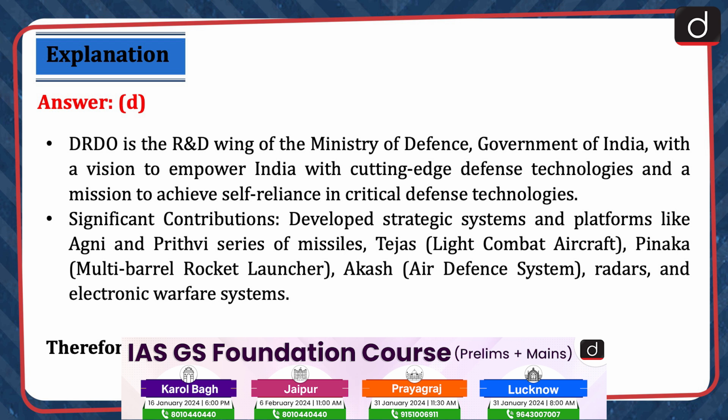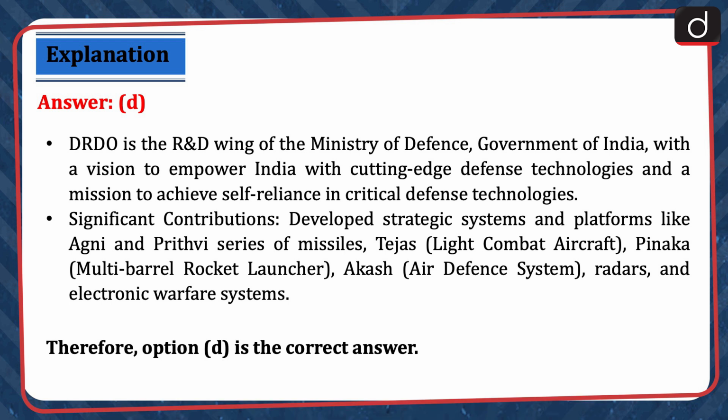DRDO is the R&D wing of the Ministry of Defence, Government of India, with a vision to empower India with cutting-edge defence technologies and a mission to achieve self-reliance in critical defence technologies. Significant contributions include developed strategic systems and platforms like Agni and Prithvi series of missiles, Tejas light combat aircraft, Pinaka multi-barrel rocket launcher, Akash air defense system, radar, and electronic warfare systems. Therefore, option D is the correct answer.